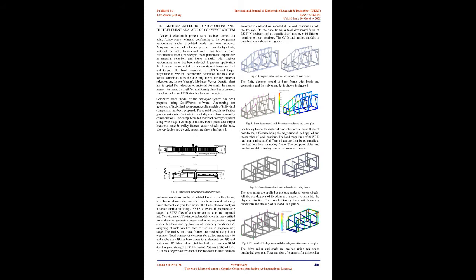Computer-aided model of the conveyor system has been prepared using SolidWorks software. Accounting for geometry of individual components, solid models of individual components have been prepared. These solid models are further given constraints of orientation and alignment from assembly considerations. The computer-aided model of the conveyor system along with stage 1 and stage 2 rollers, input, feed, and output locations, base and trolley frames, caster wheels at the base, take-up device, and electric motor are shown in Figure 1.